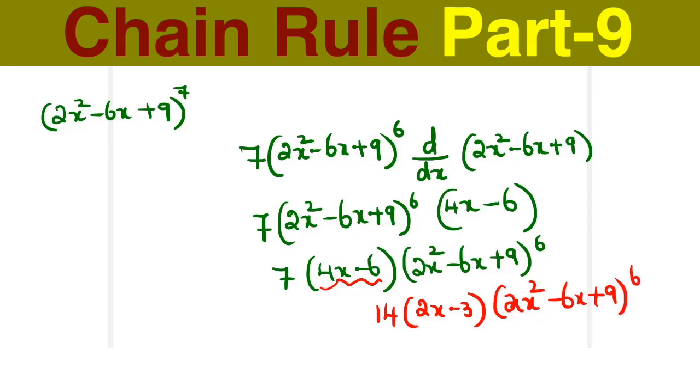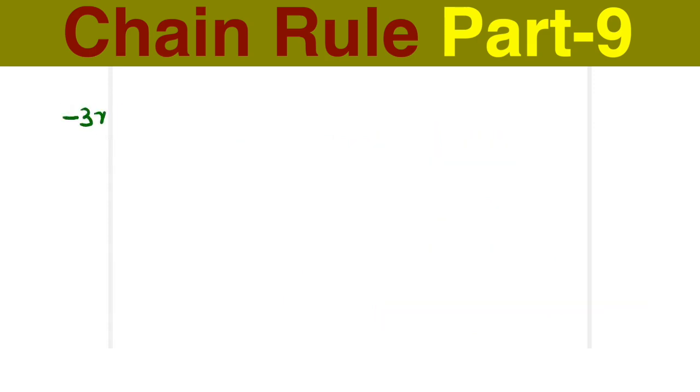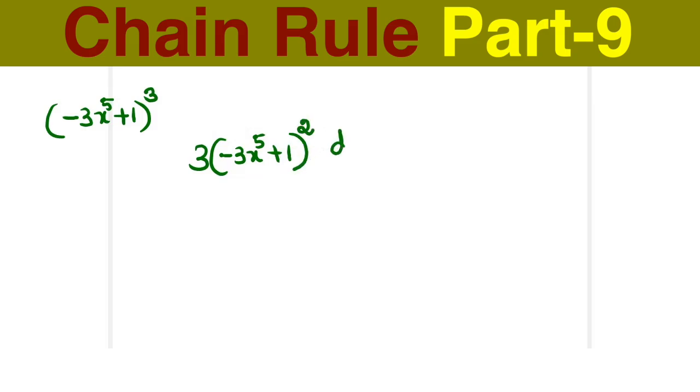Now let's also try to do this chain rule with another input function. The input function is (−3x⁵ + 1)³. Like in the previous example, treat this expression of −3x⁵ + 1 as t. So this becomes t³, and differentiation of that is 3 into (−3x⁵ + 1)², followed by differentiation of −3x⁵ + 1.